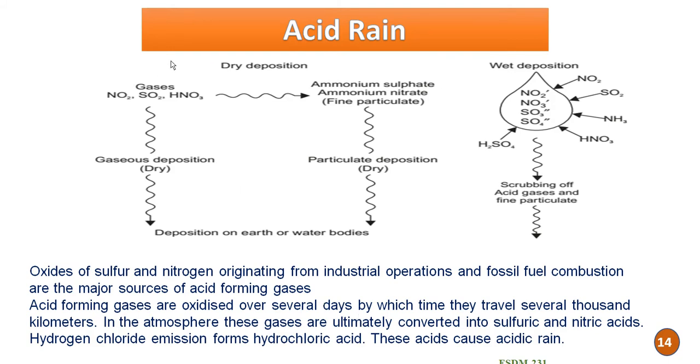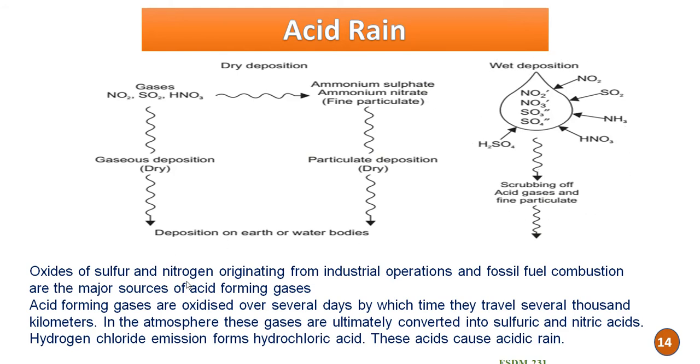Then next is acid rain. So what is this acid rain? Acid rain is rain containing the oxides of sulfur and nitrogen originating from industrial operations or fossil fuel combustion, as we can see in the diagram also. So this is the dry deposition of those gases and the wet deposition of the gases. This wet deposition is nothing but the acid rain.